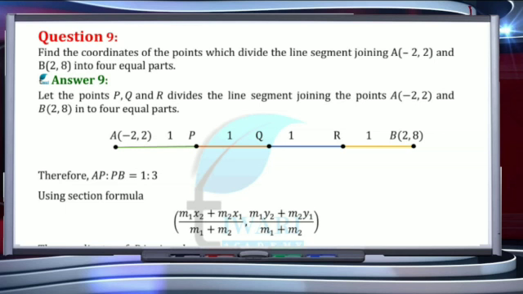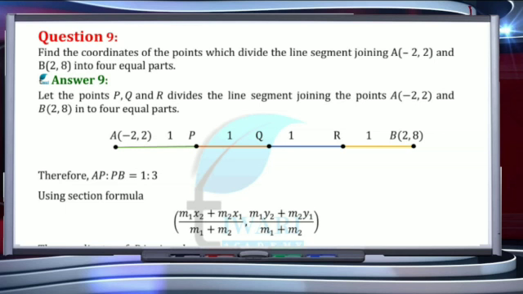Similarly, Q will be the midpoint of AB. Clear? Next, R will divide the whole AB in the ratio 3 is to 1. This is the very important thing in this question to understand. Rest, just apply the section formula and you will get the values of P, Q and R. I am again explaining, students. P will divide the entire AB in the ratio 1 is to 3. Q will be the midpoint of A and B. Next, R will divide the whole AB in the ratio 3 is to 1.